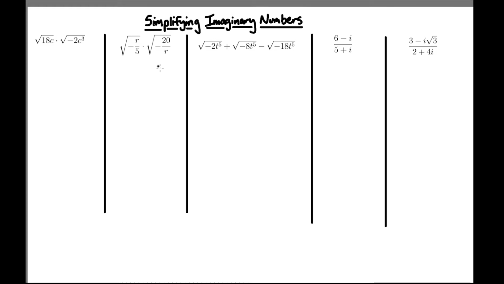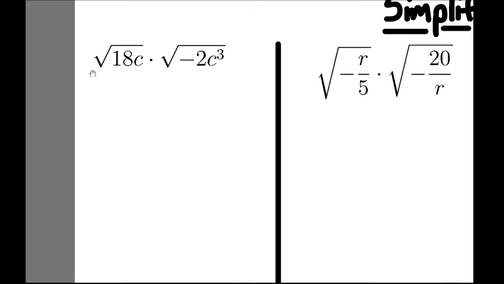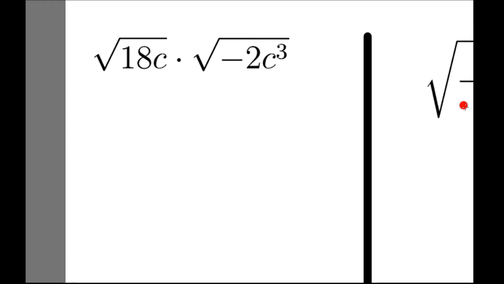Alright, so this is going to be another video about simplifying imaginary numbers, and I have 5 examples here. I'm just going to work through them, and hopefully it makes this whole concept make a little more sense. For this first one, I'm going to try to simplify everything, factor everything out first, just because it's going to lead to less hassle later on.